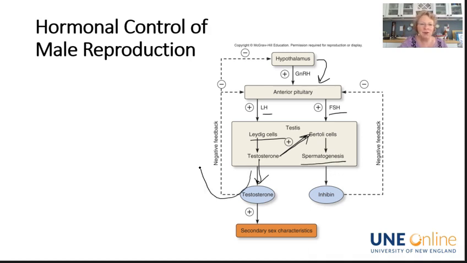As testosterone levels increase, that will work back on the hypothalamus to decrease gonadotropin releasing hormone, which will decrease LH and FSH, which will decrease testosterone production. You can see we're doing that sort of negative feedback there.